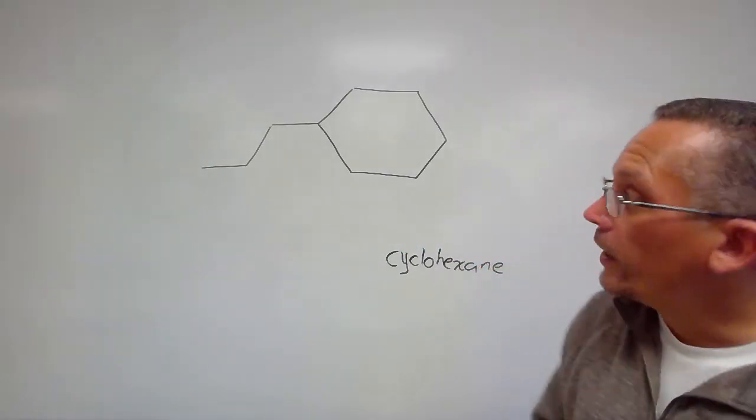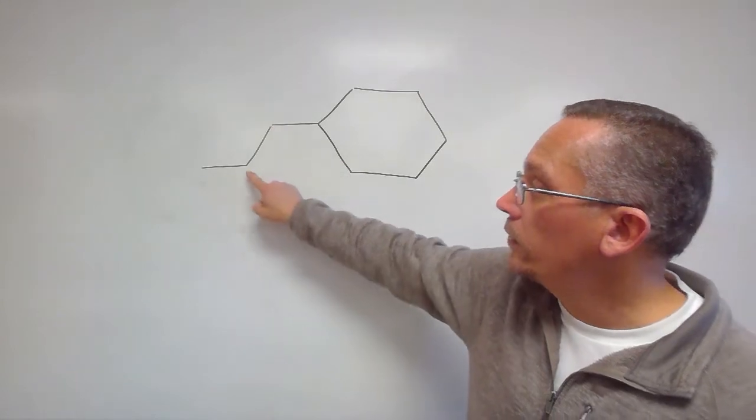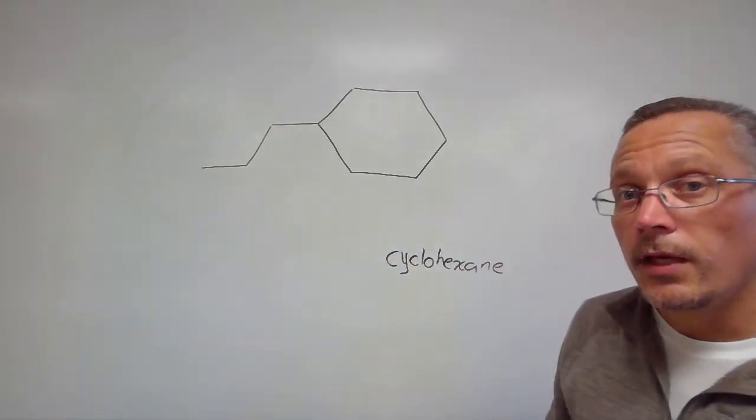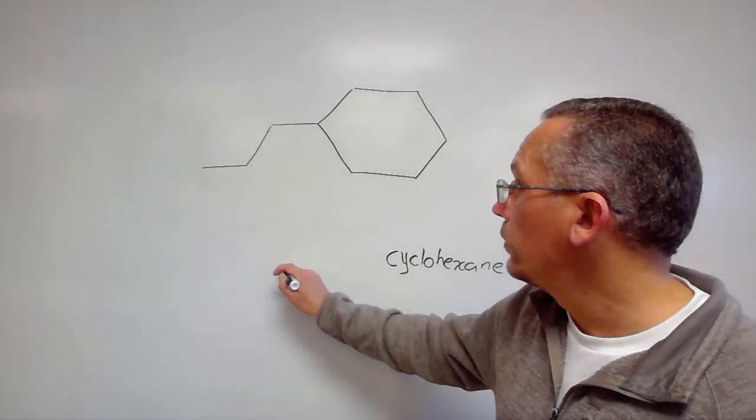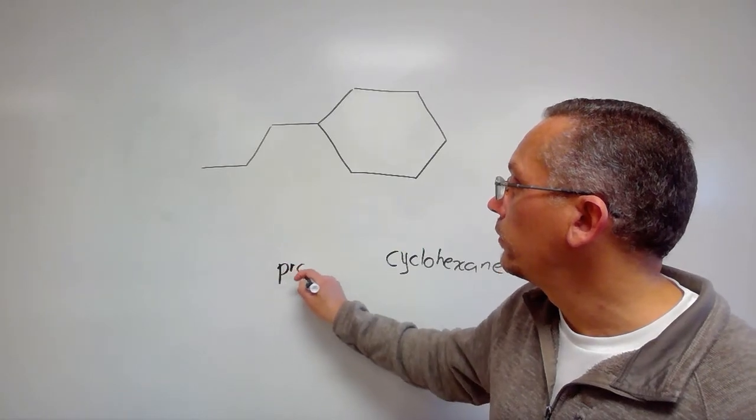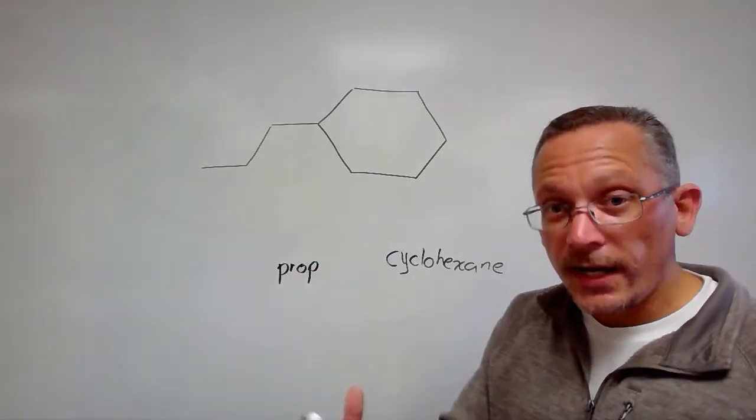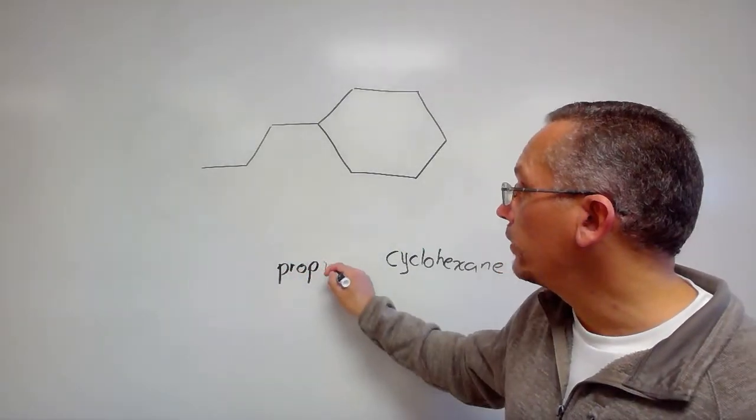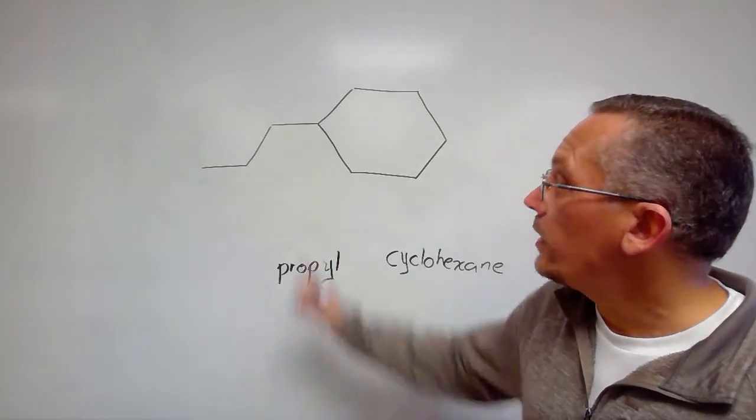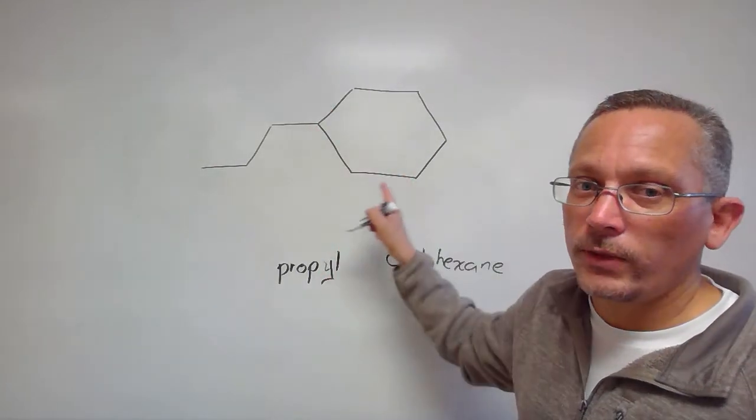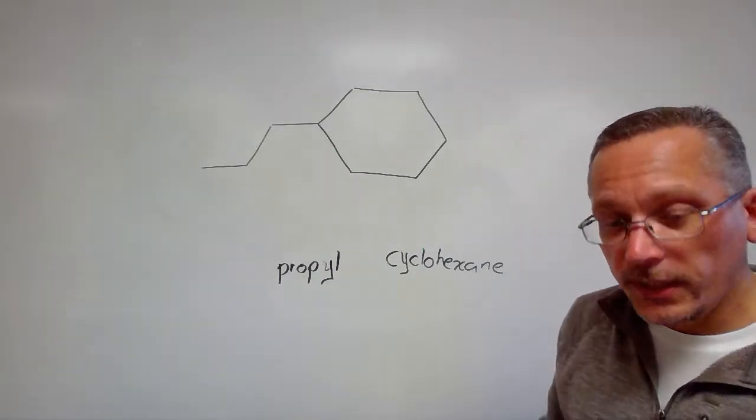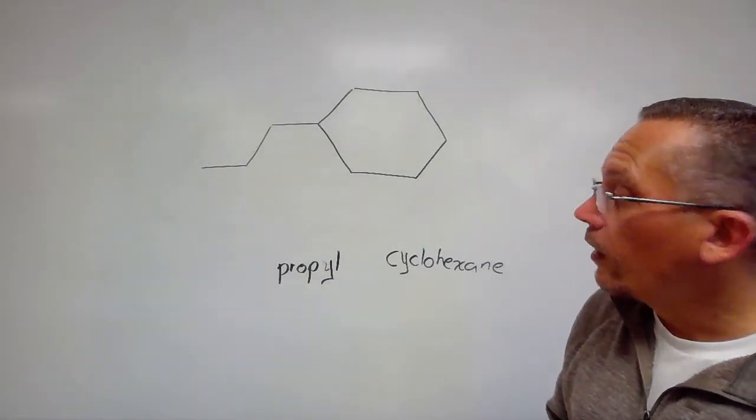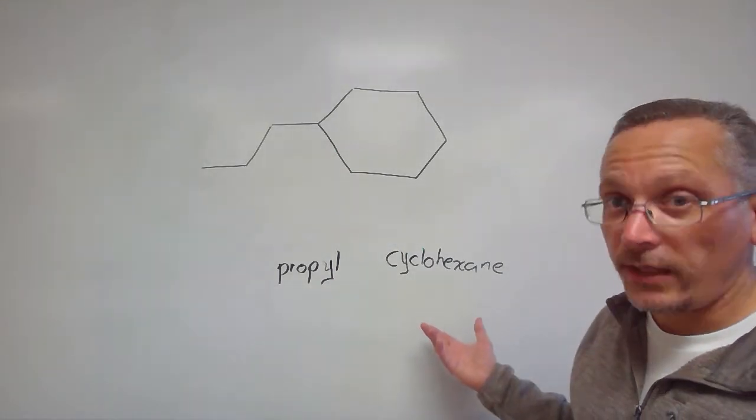And then we could name the branch. You see the branch has 1, 2, 3 carbons in it. So we would call that prop. And since it's a branch, we'd end that with YL. And since there's only one, it doesn't really matter which carbon it comes off of. So we don't really need a number for that one. So we could call this propylcyclohexane.